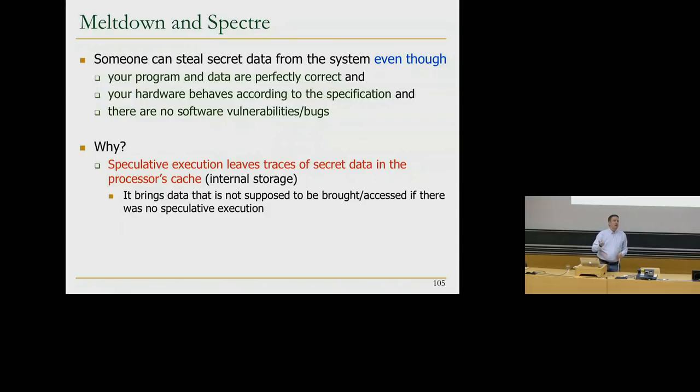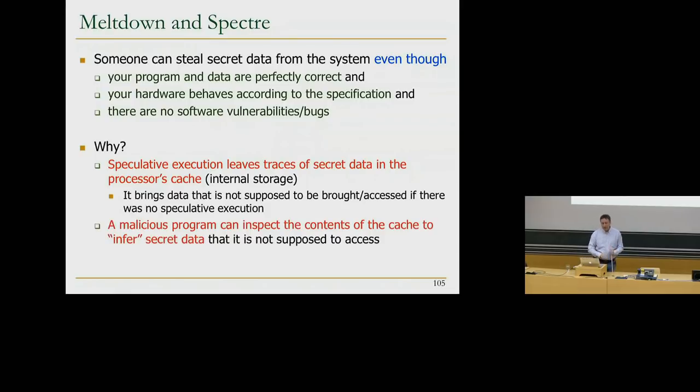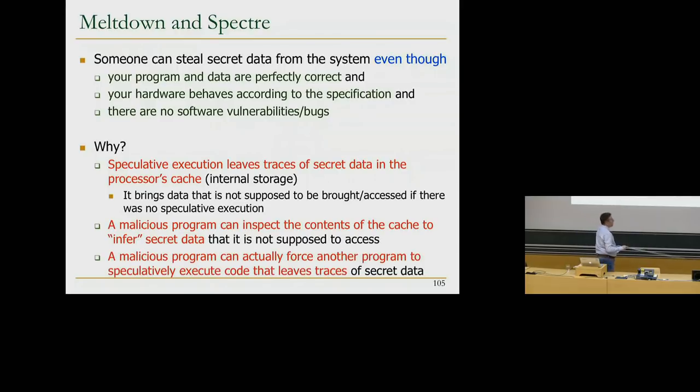And, well, so who cares? We call these things side channel information. This is additional information on what is going on inside the processor that you normally wouldn't have. A malicious program can somehow inspect the contents of the cache. They can realize that this particular data is in the cache and realize, aha, I know what's in the cache now. And what's even worse, a malicious program that is running inside your program can force another program to speculatively execute code that leaves some traces in the cache.